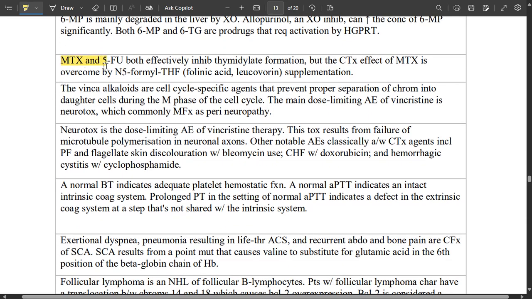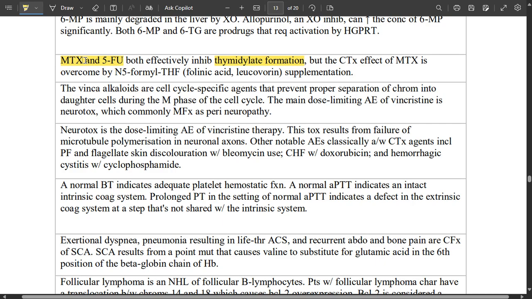Methotrexate and 5-fluorouracil both effectively inhibit thymidylate formation. Methotrexate inhibits DHFR, dihydrofolate reductase. When DHFR is inhibited, it decreases the formation of thymidylate, which is essential for DNA synthesis or replication.